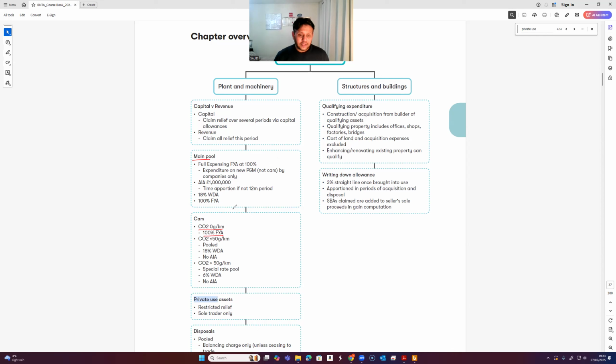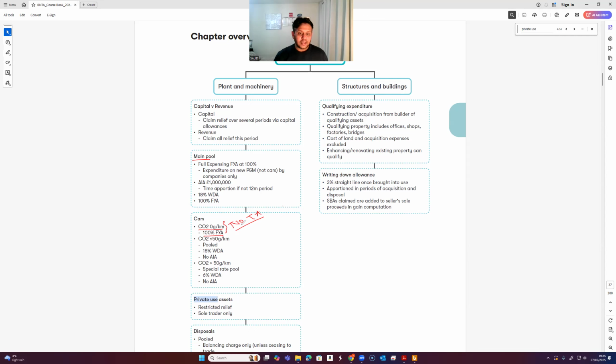Remember that for the first year allowance, we don't have to make the time apportionment. So no time apportionment. So you don't have to make it like 6 months, 9 months. So if the accounting period is 12 months, if the accounting period is 18 months or 5 months, doesn't matter for FYA. FYA will be fully claimed if we have a CO2 0 gram electric car.